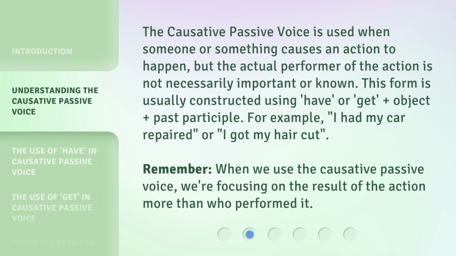The causative passive voice is used when someone or something causes an action to happen, but the actual performer of the action is not necessarily important or known. This form is usually constructed using have or get plus object plus past participle. For example, I had my car repaired, or I got my hair cut. Remember, when we use the causative passive voice, we're focusing on the result of the action more than who performed it.